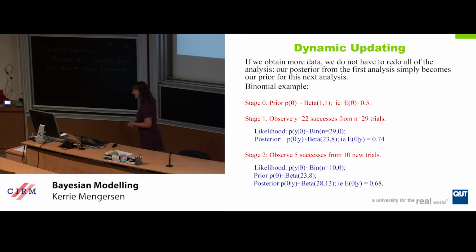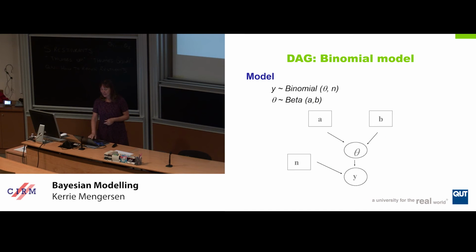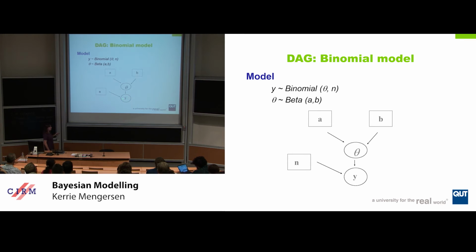things like that. Okay, so we can also draw our model as a directed acyclic graph, a DAG. So we see here, for example, we have Y, our data here, and this has some uncertainty, so it's in a circle. Theta is our unknown here. Y is affected by theta and n. N is our number of observations, that's given, so it's in a square.